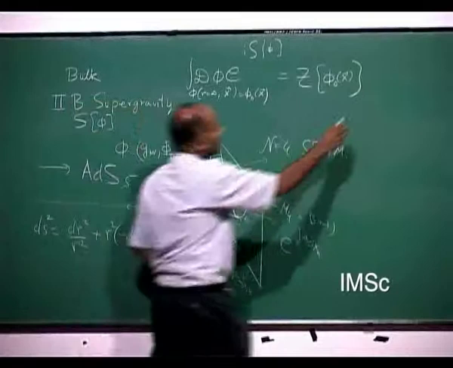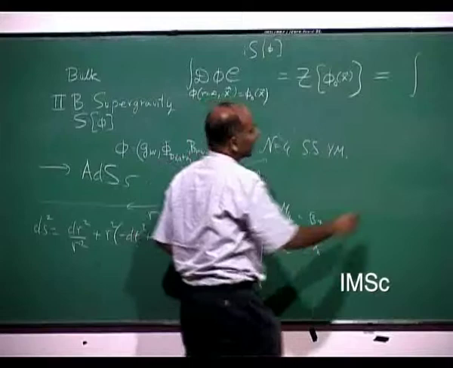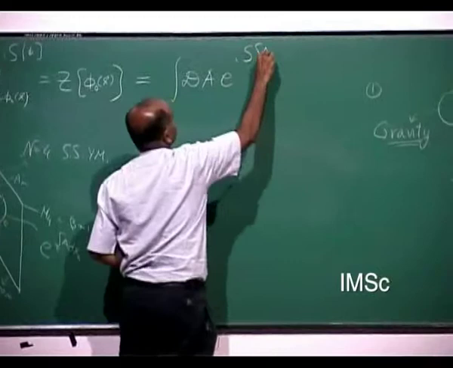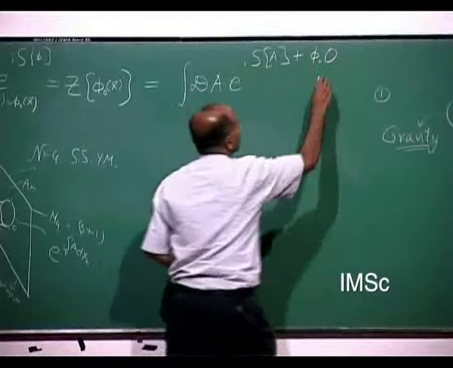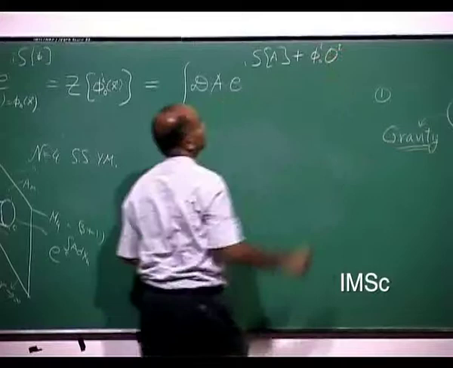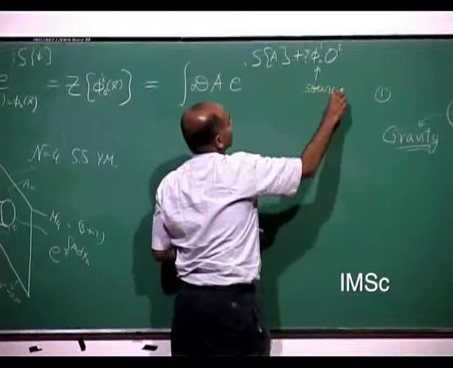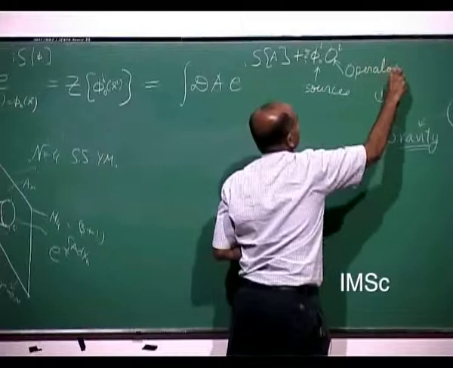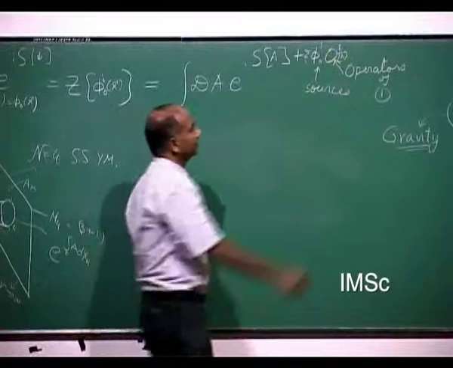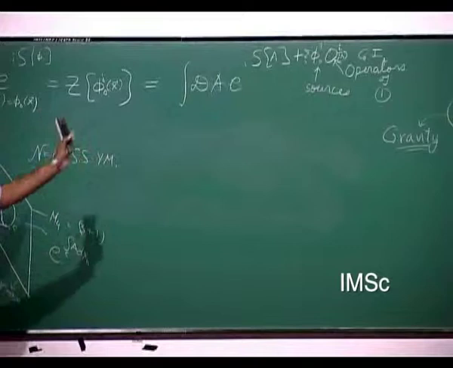The claim is that this is equal to the following functional integral. I'll denote by A mu the fields in the theory, plus phi naught times, so there are many phi, so I put an index I here, times the operator O_I. This is the statement of the conjecture. On the boundary, these phi naught are acting as sources for these operators of the Yang-Mills theory. Why is it different from gauge? Yeah, the gauge invariant operators. So gauge invariant operators. Okay, that's the precise statement of the conjecture.